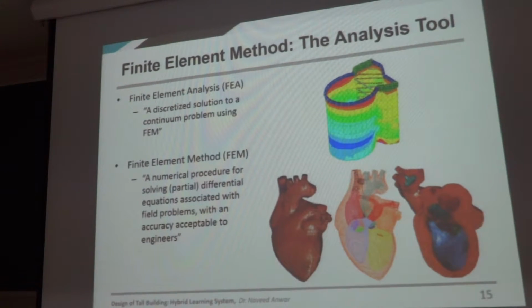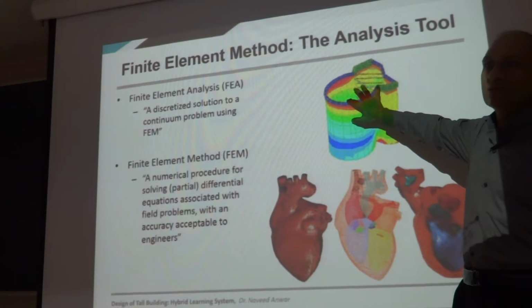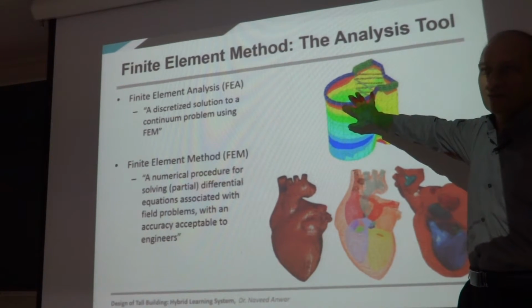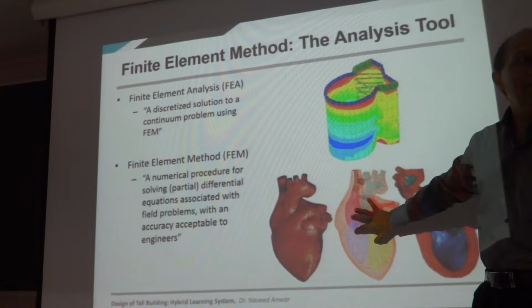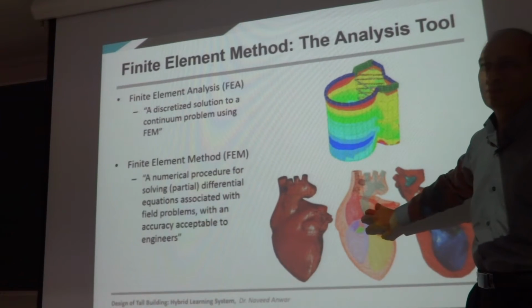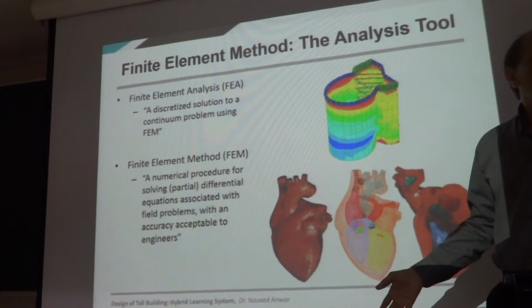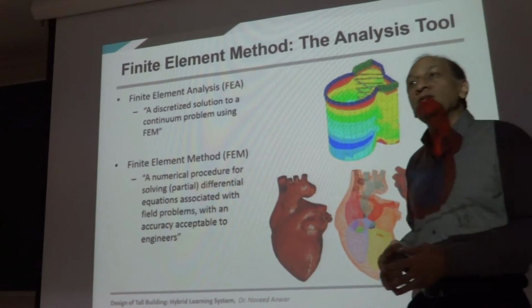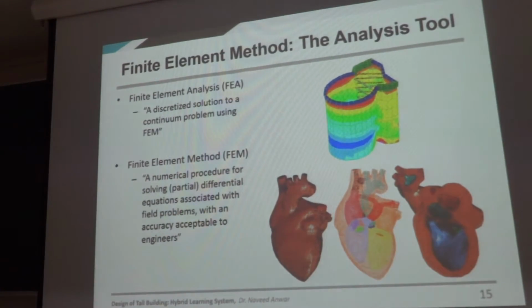Right, so the reason I put this together is that this is a big sewage water tank underground and this is the heart. The two are actually the same. This has water inside with concrete boundaries. This has blood inside with tissue boundaries. Finite element can handle both. Only you need to know how to model, and then the software will be the same. So the trick is modeling.